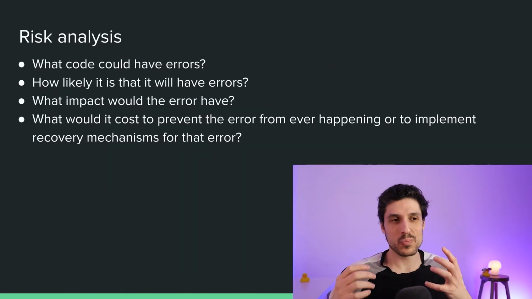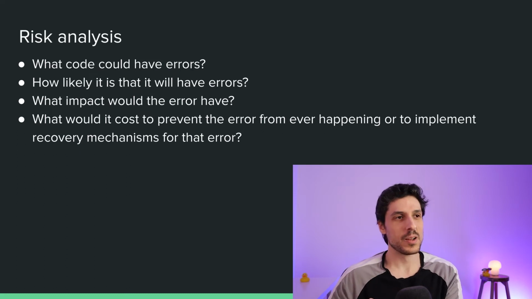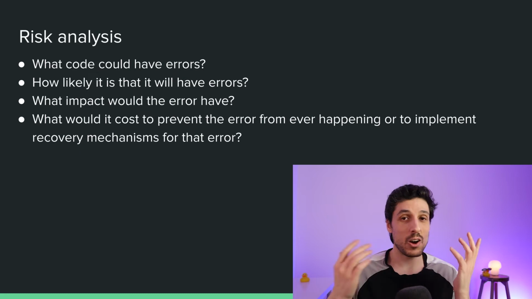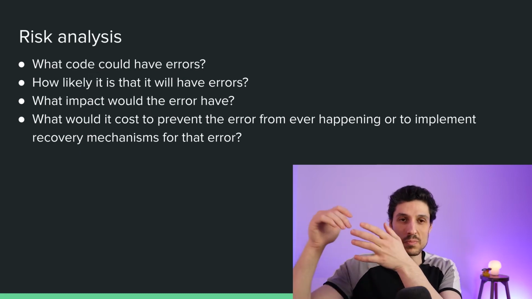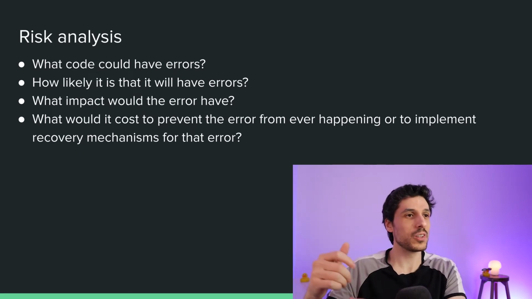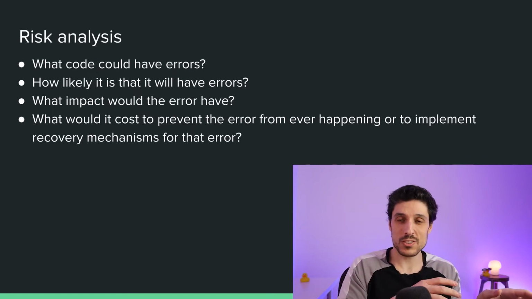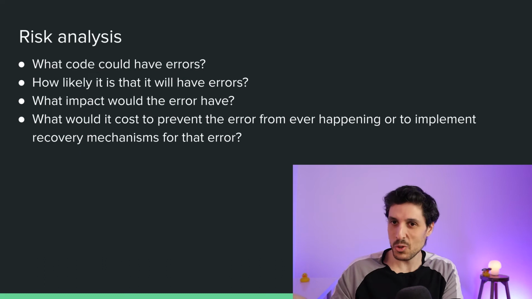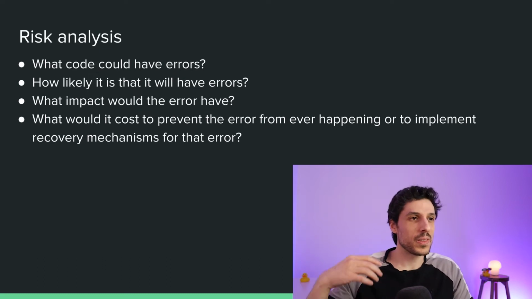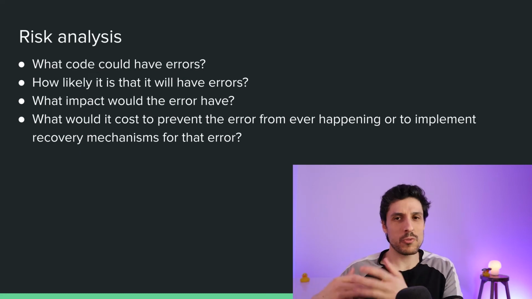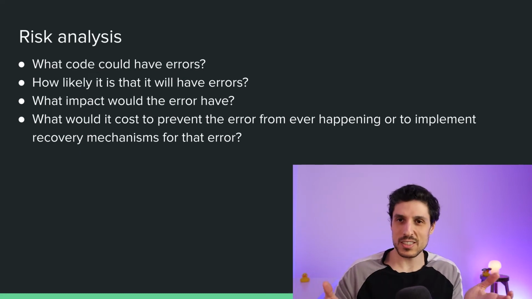So along with all of that, you'll probably also need to do risk analysis. And that's where you consider things like: what code could have errors? How likely is it that errors will appear in that code? What impact would the errors have? Like, are they in a critical piece of the code or in a non-critical piece, right? What would it cost to prevent the error from happening or to implement recovery mechanisms, right? Like risk analysis kind of things.